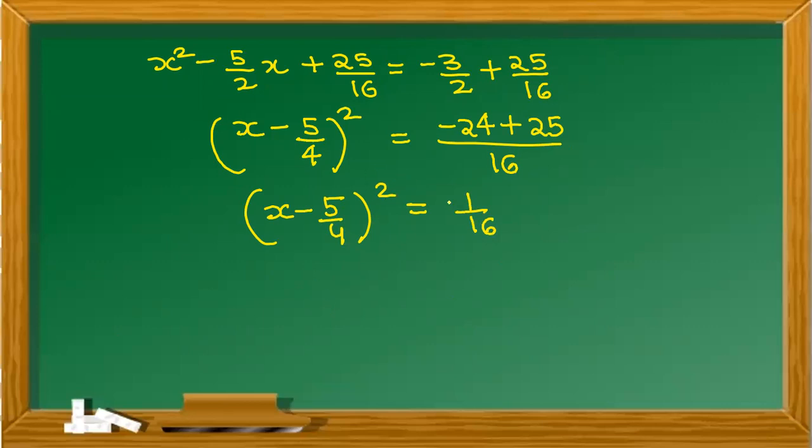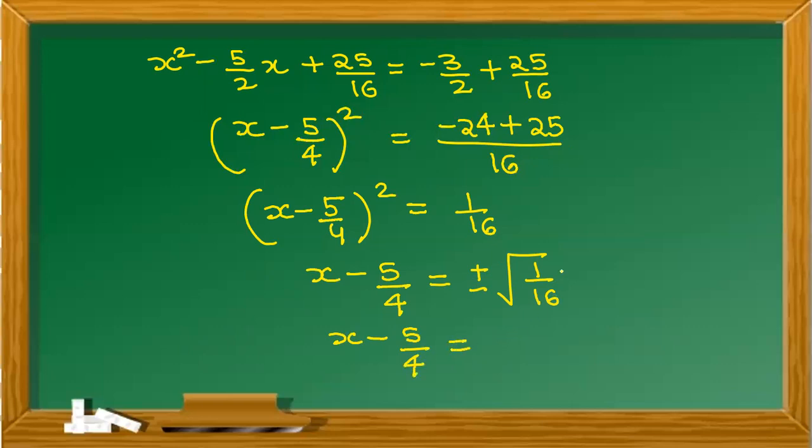Now this square will go to the other side and will become the square root. So we get x minus 5 over 4 is the square root of 1 over 16 with plus minus sign. So we get x minus 5 over 4 is equal to, what is the square root of 1 over 16? That is 1 over 4 with plus minus sign. Let us solve it further.